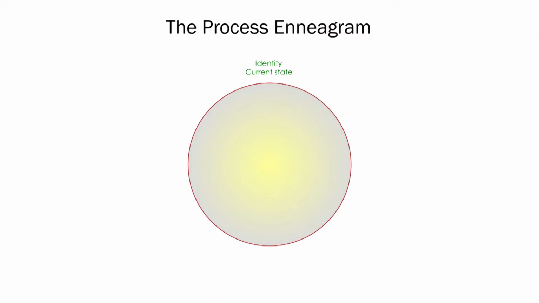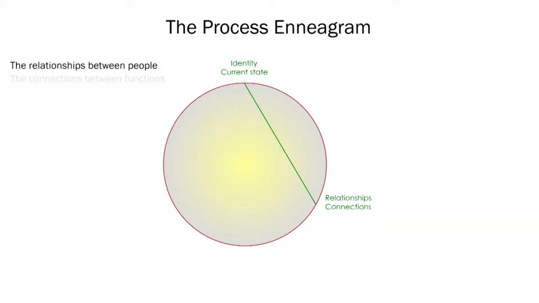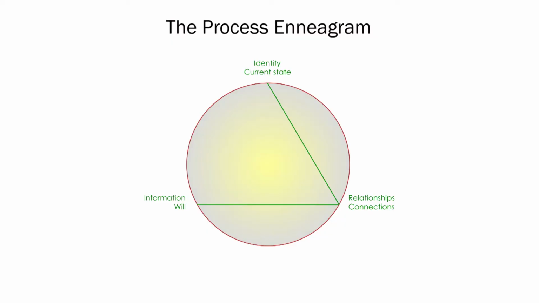And those 9 dimensions start with what is the current state of the system, its identity as a system. The second dimension of the Enneagram is about relationships and connections. It's about the relationships between people and the connections between functions or departments or groups or entities or programs, any entity within a larger system. The third dimension is about how information is shared.